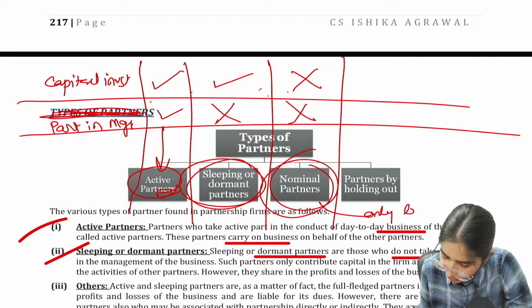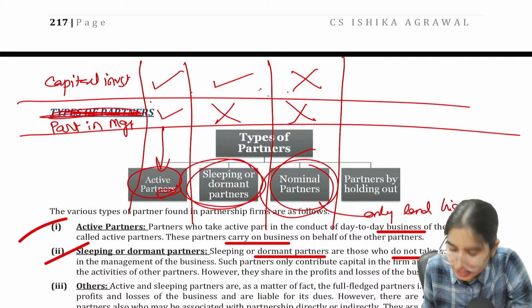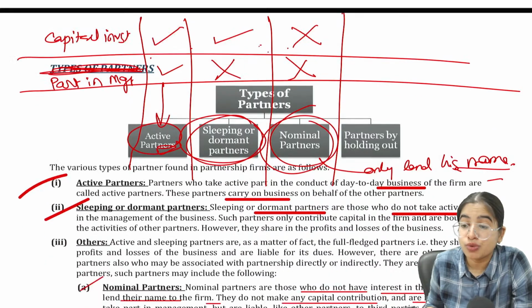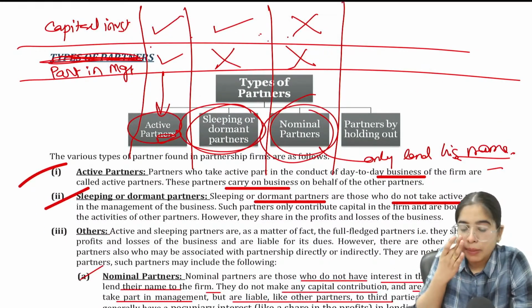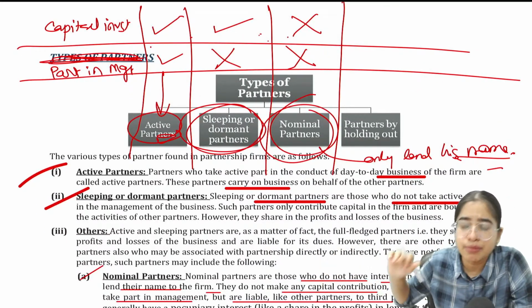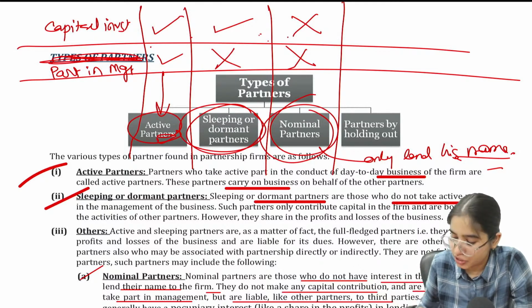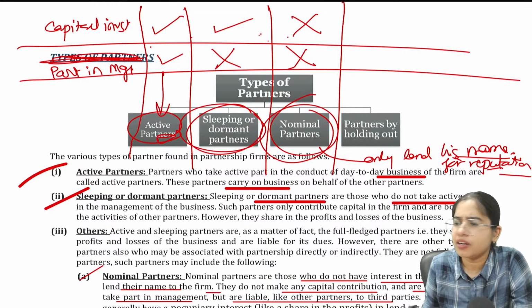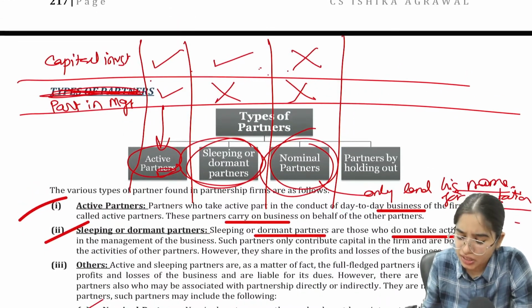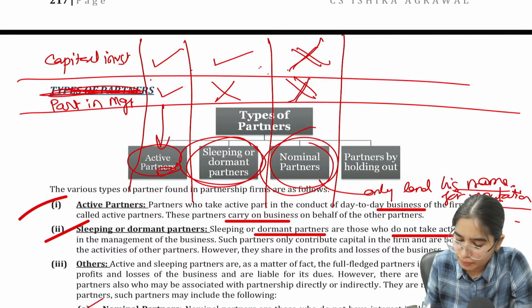Let's say there are some people who are very famous. Let's say Amitabh Bachchan has just given his name to the firm, so as to increase the reputation of the firm. That is known as nominal partner. He's just a partner for namesake. He has neither invested capital nor taken part in the management.